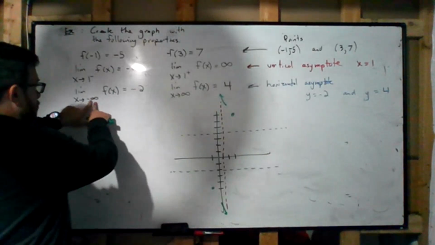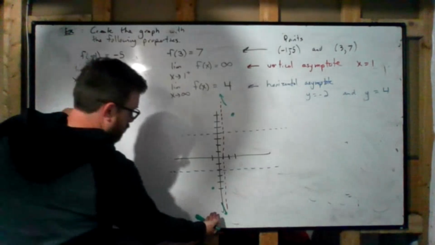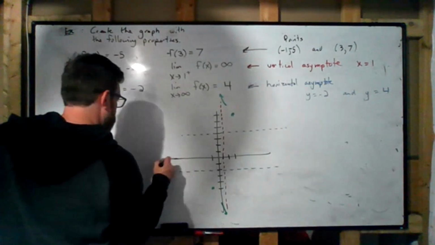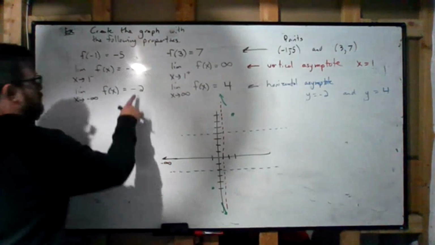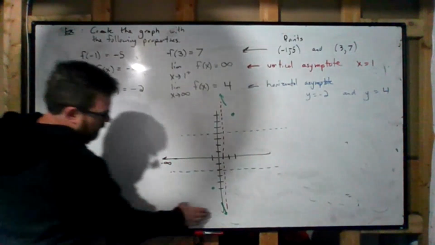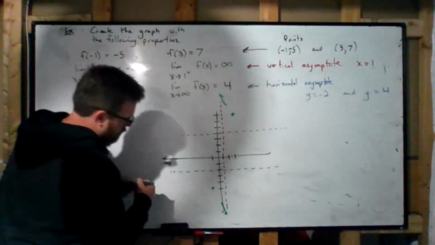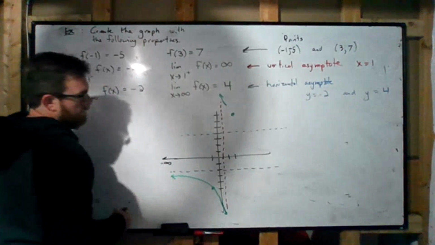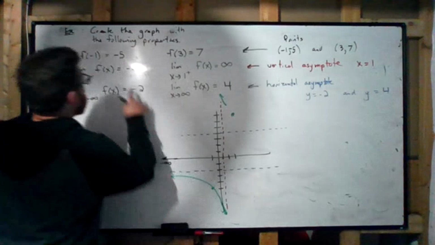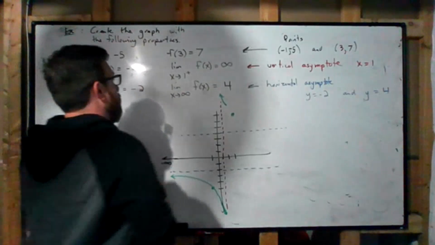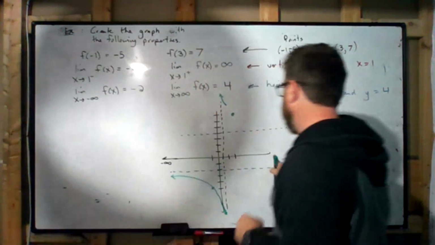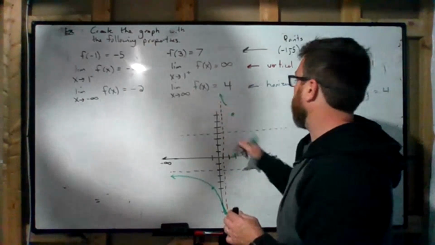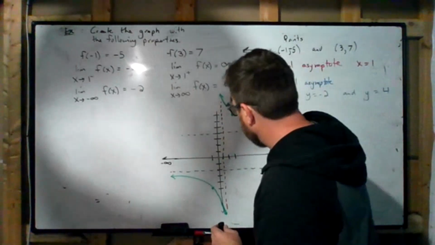Now it says as I approach negative infinity, I'm going to -2. So as x goes to negative infinity, the y value is going to -2. I'm already below this, so it's going to have to go to -2 and shoot off to negative infinity there. Over here, as x goes to positive infinity, the y value is going to go to this 4.